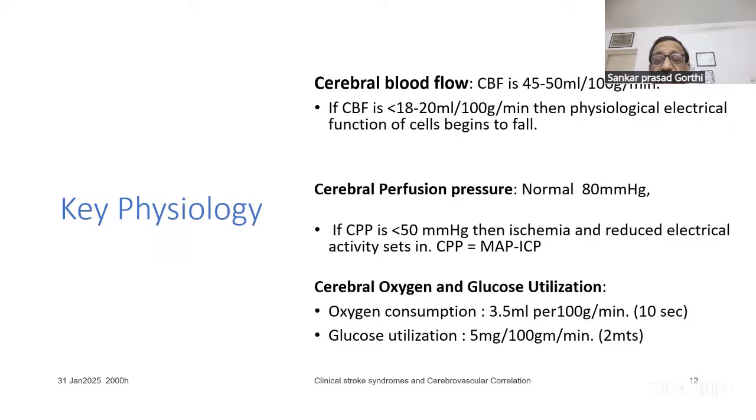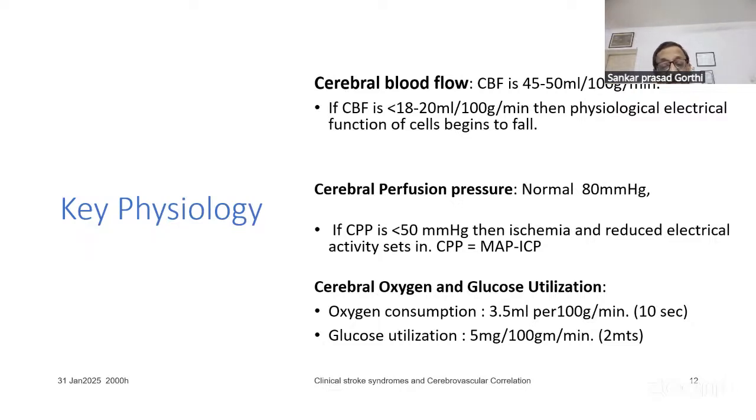It will be around 80 plus one third of 40. That means about 90 to 95, and 95 minus 15 is about 80. So if you have cerebral perfusion pressure which is 80, then everything goes smoothly. But if it falls below that, then cerebral blood flow, which happens to be 50 ml per 100 grams per minute, also falls. Look at the requirements of oxygen consumption and glucose utilization by the neuronal cells.